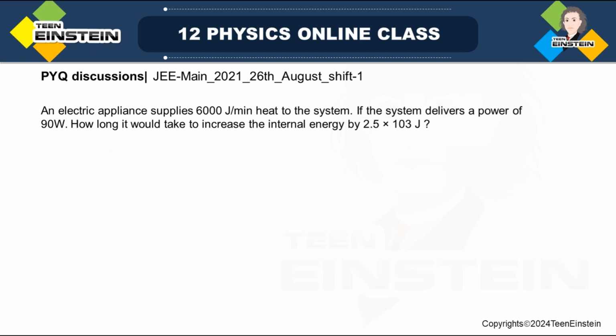Now this question says an electric appliance supplies 6,000 joule per minute to heat the system. If the system delivers a power of this much, how long would it take to increase the internal energy by this much? Okay, let me write down the options here.